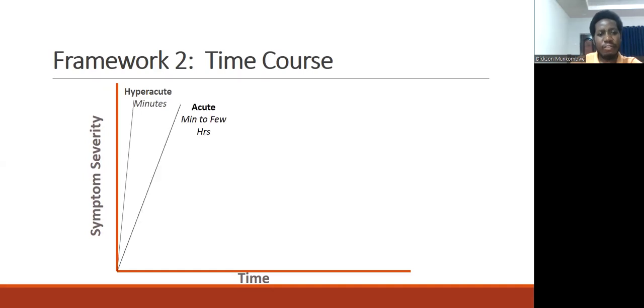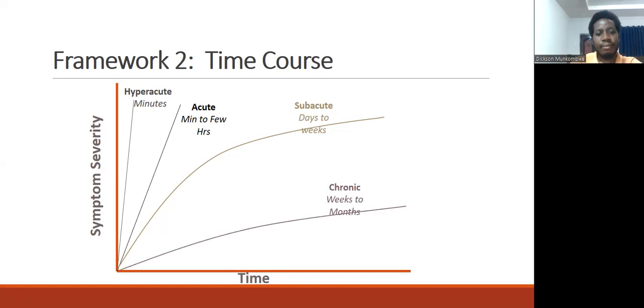So we tend to define timeframes as hyperacute, where symptoms develop and progress over a few minutes. Acute is where they progress over a few minutes to hours. Subacute is where it takes days to weeks. And chronic is where the time course is weeks to months.